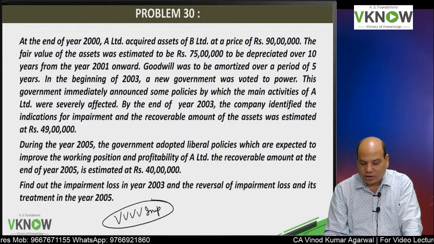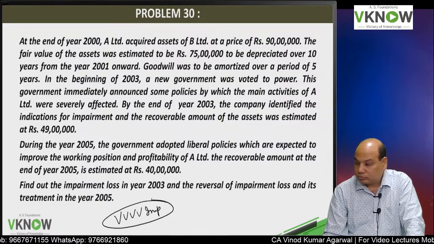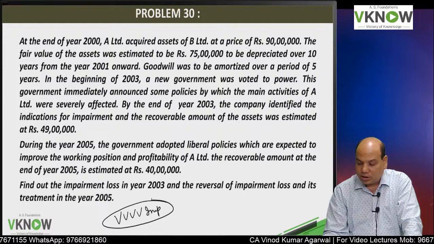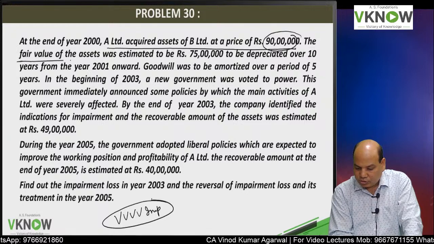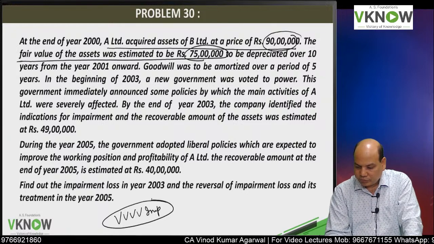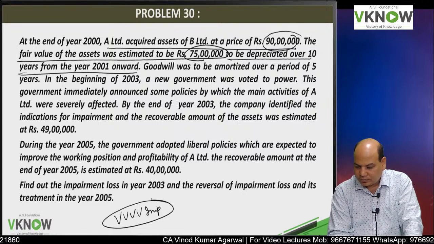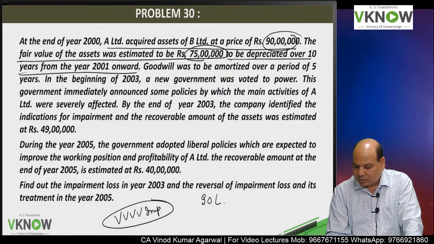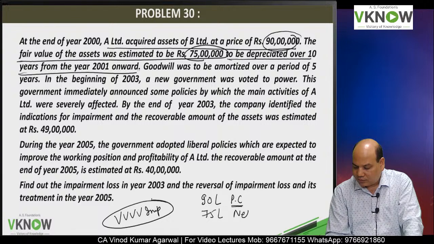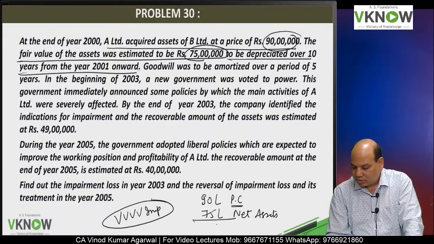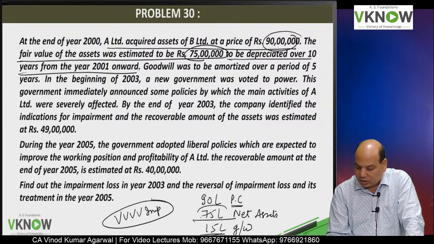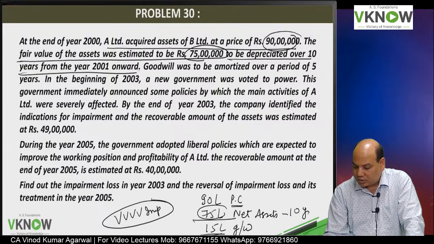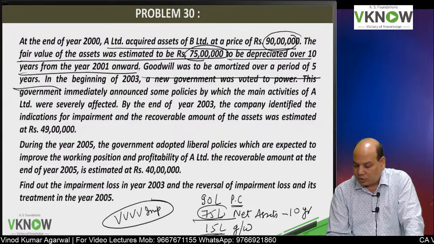Let us begin. At the end of the year 2000, A Limited acquired assets of B Limited at a price of 90 lakh. The fair value of the asset was 75 lakh, to be depreciated over 10 years. 90 lakh is the purchase consideration paid. 75 lakh is the value of net asset acquired. Therefore, goodwill will be 15 lakh. This net asset will be depreciated over 10 years. Goodwill will be amortized over 5 years.